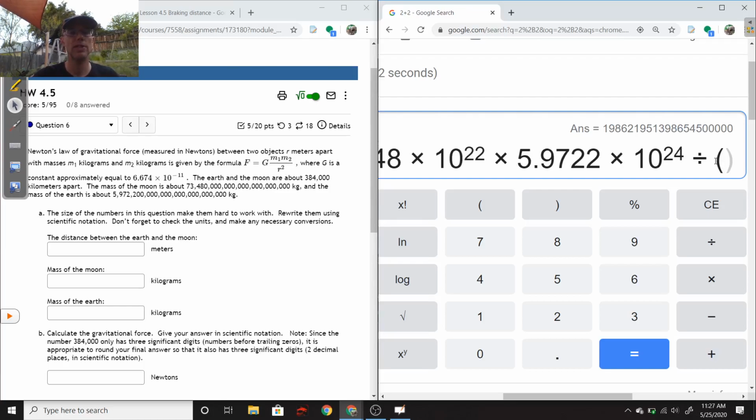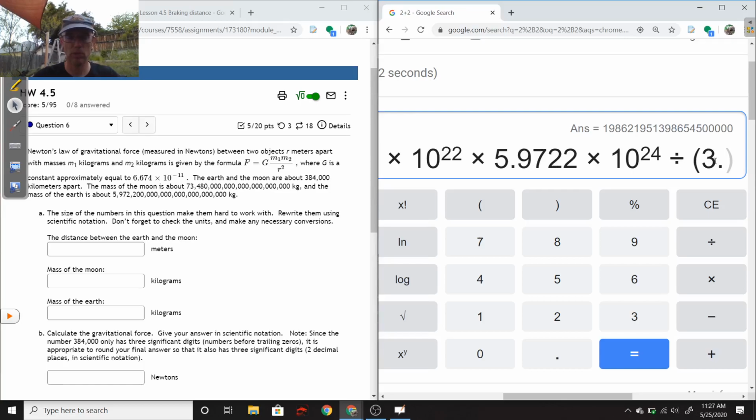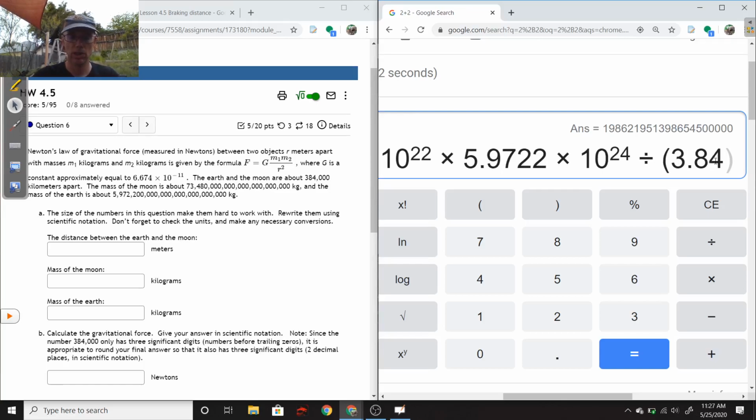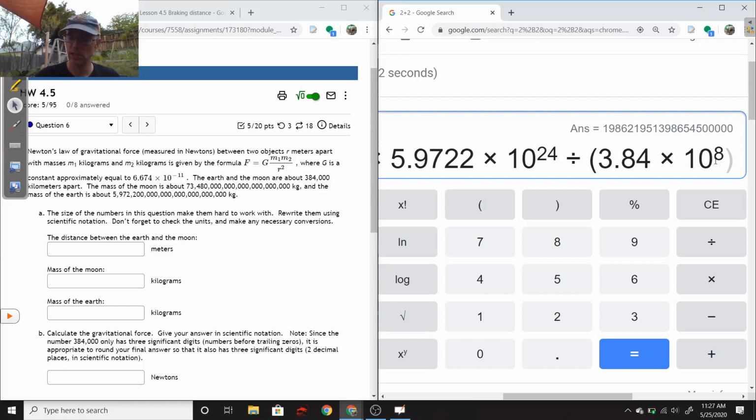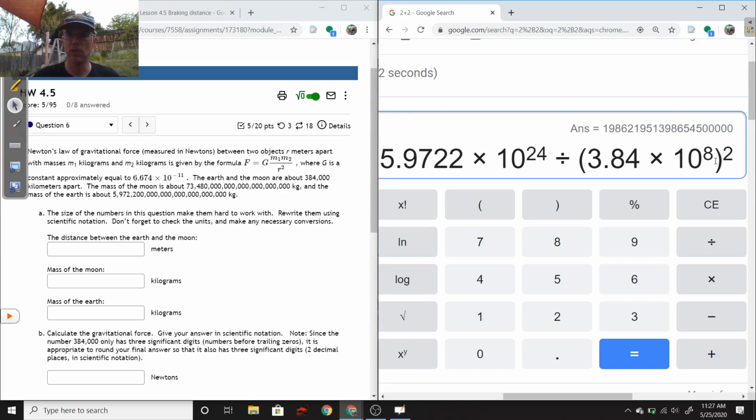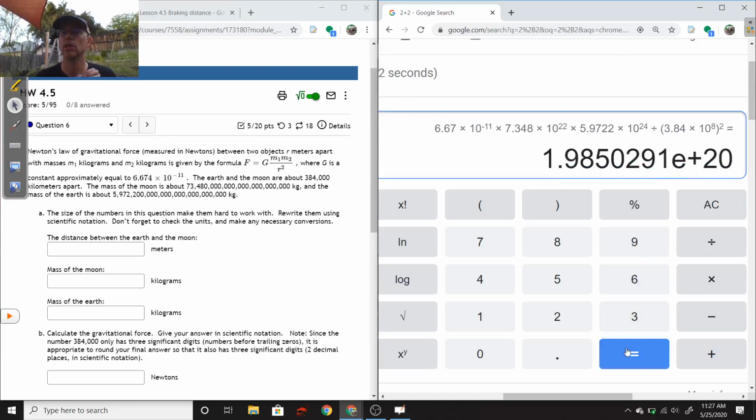and that was the distance. So 3.84 times 10 raised to the 8th, and then I need to close the parentheses and square it. So then square that. Okay. Hope it's right. We'll double check in a sec. Equals. My calculator says rounding to 3 significant figures, 1.99.